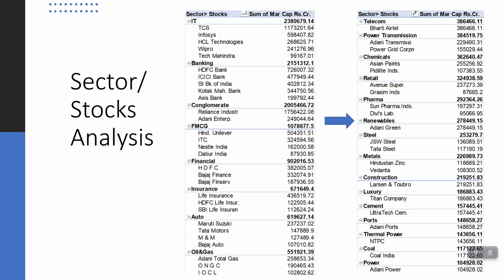The banking sector is the second by market cap in the Nifty 50, right here. The top stocks are HDFC Bank, ICICI, SBI, Kotak Mahindra Bank, followed by Axis Bank. All great stocks to have in your investment equity portfolio.